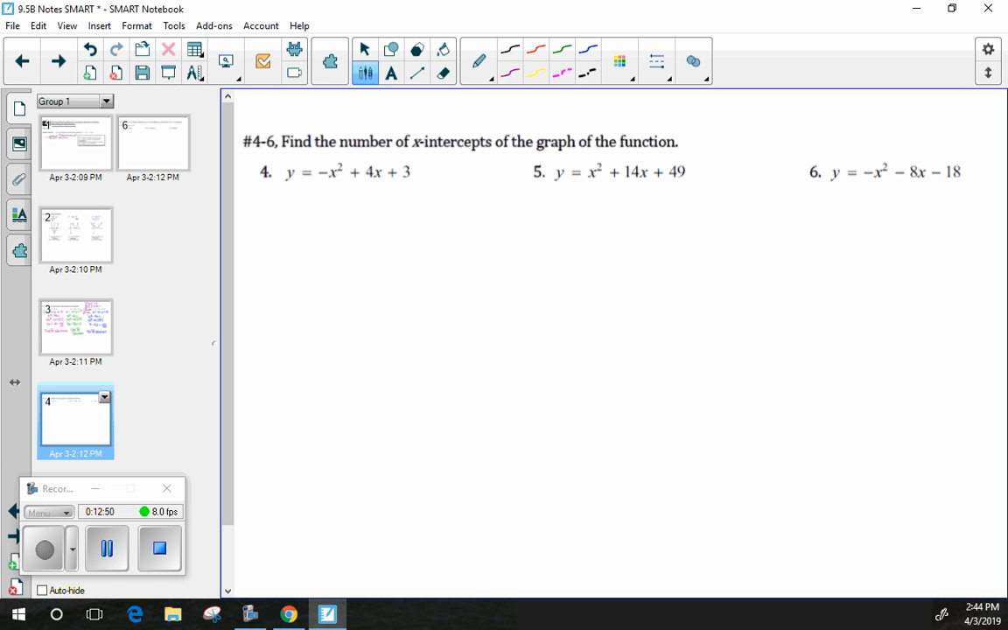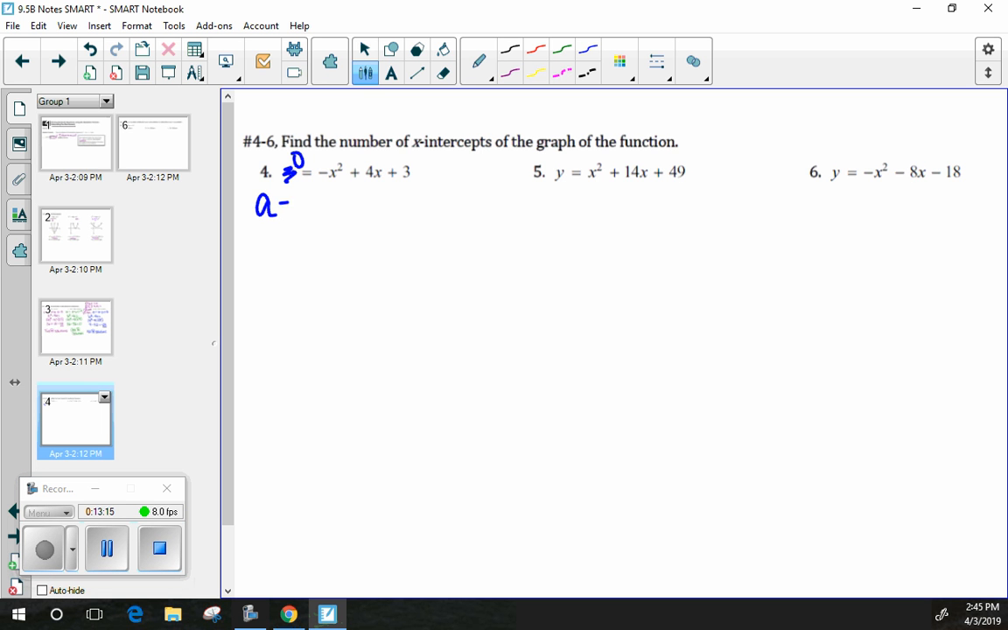Find the number of x-intercepts of the graph of the function. X-intercepts is when y is 0. So the first thing we do is we replace the y with a 0, and then we play the same game we just did. So practice 4, 5, and 6. I'll give you guys a couple minutes head start. So I'm going to start working it out. That way you can check your work.